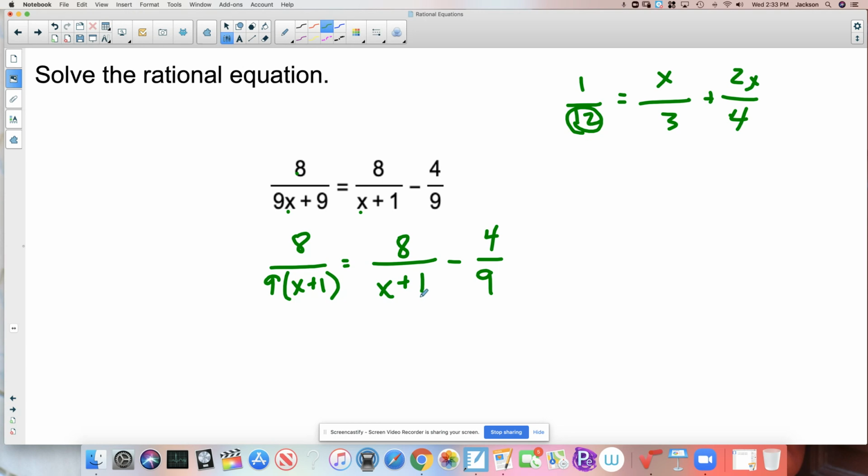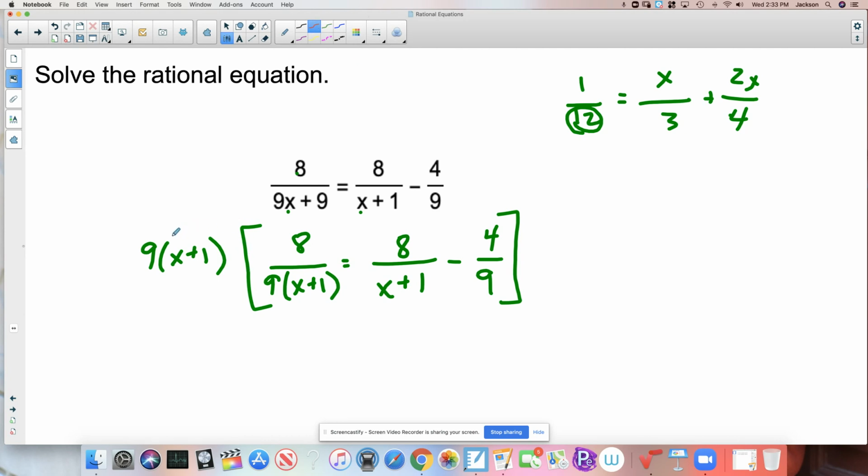Now when you look at these two denominators, if you multiply them together, it would look like this, right? So the least common multiple here is this denominator. So that is the value that I'm going to multiply everything here by. I'm going to multiply by 9x plus 1. I'm going to try to color code this so it doesn't get too crazy.